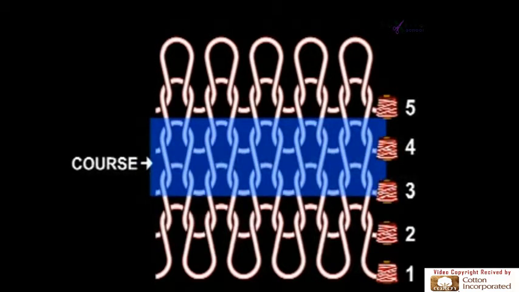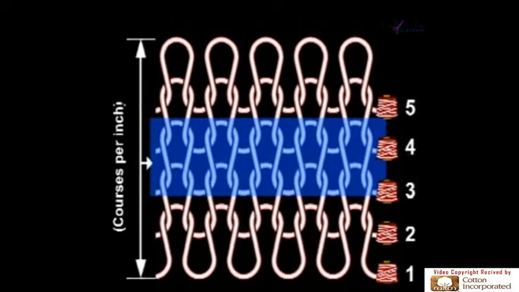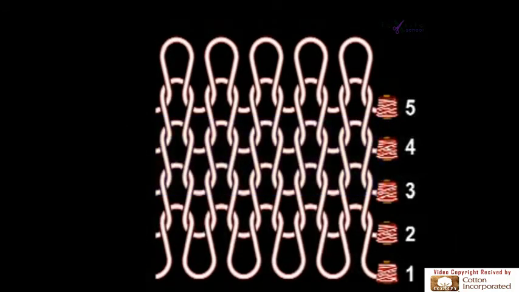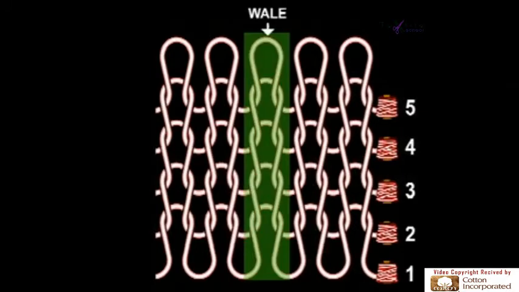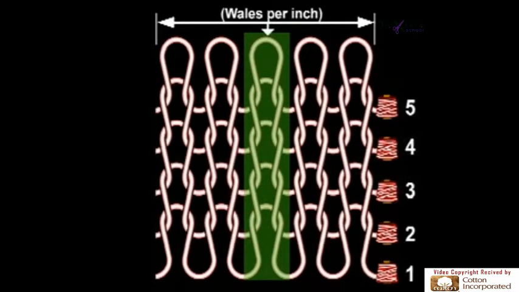The course count is measured by the number of courses per linear unit, expressed as inches or centimeters. If this drawing represents a 1 inch by 1 inch area, you identify this as 5 courses per inch. The vertical column of loops produced by the same needle knitting at successive knitting cycles is referred to as a wale. The wale count is measured by the number of wales per linear length. In this same drawing, there are 5 wales per inch.